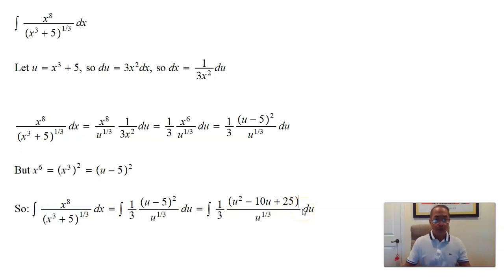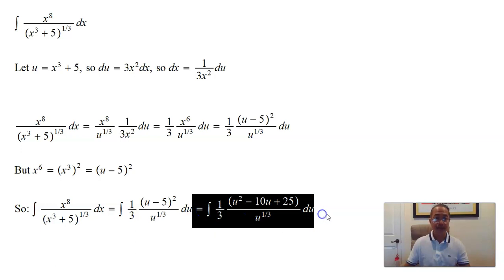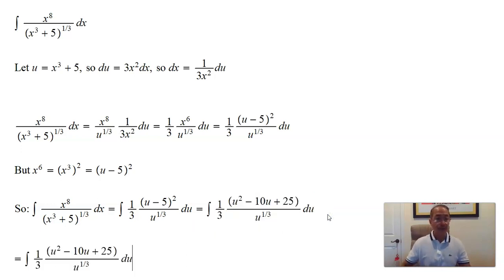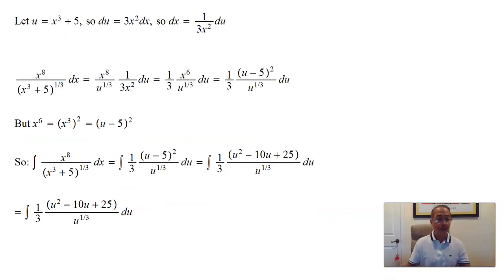We are still not yet able to apply the power rule, but we can distribute the u to the 1/3 to the 3 terms in the numerator. That is a valid application of the distributive property that we all know. Now for the power rule, we have u to a power divided by u to another power. When you're dividing powers of the same base, you subtract the exponents. So we have 2 minus 1/3, which is 5/3.